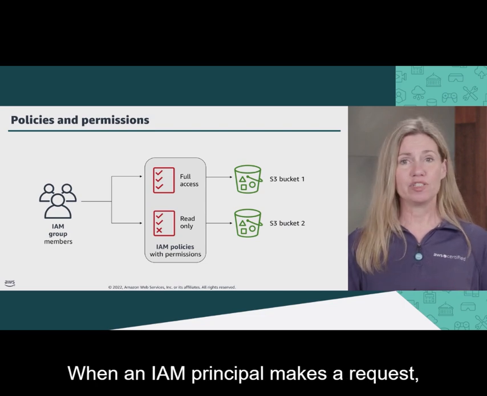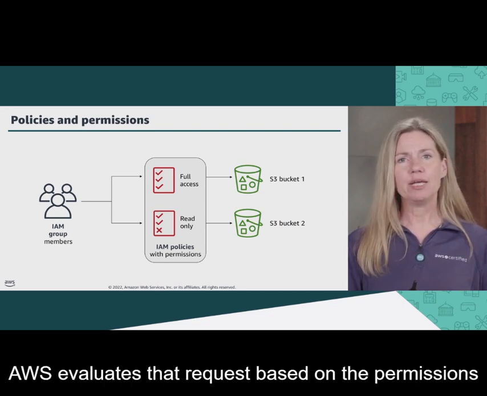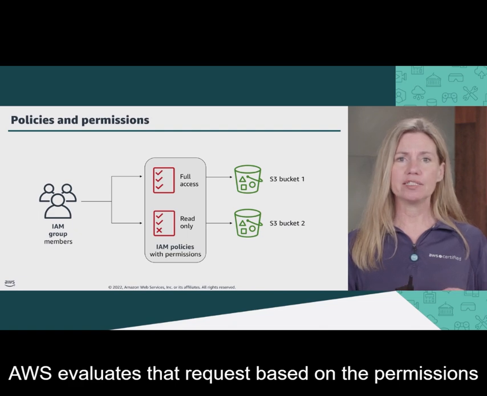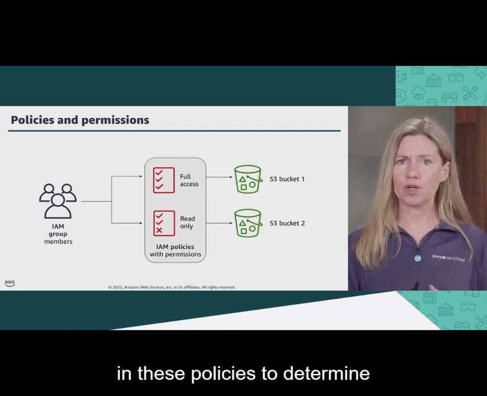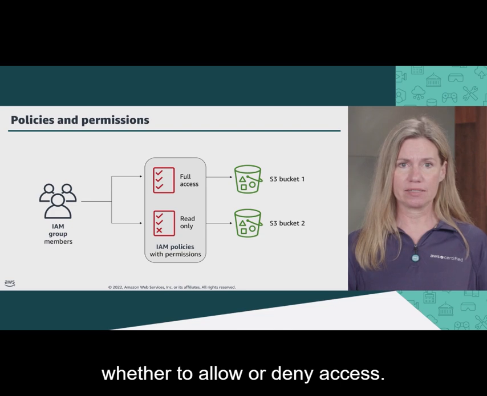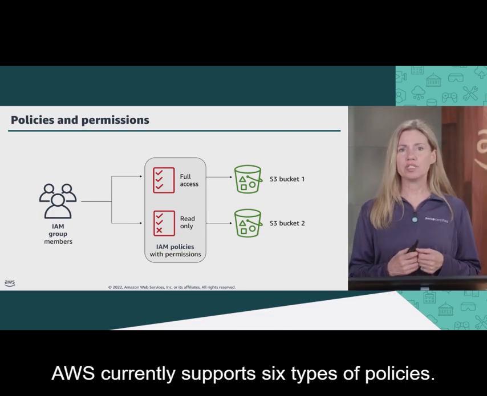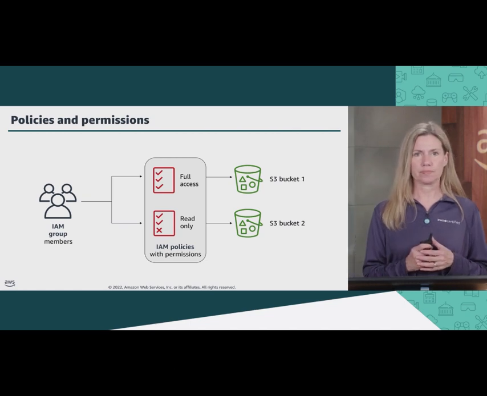When an IAM principal makes a request, AWS evaluates that request based on the permissions in these policies to determine whether to allow or deny access. AWS currently supports 6 types of policies. Let's take a look at each.